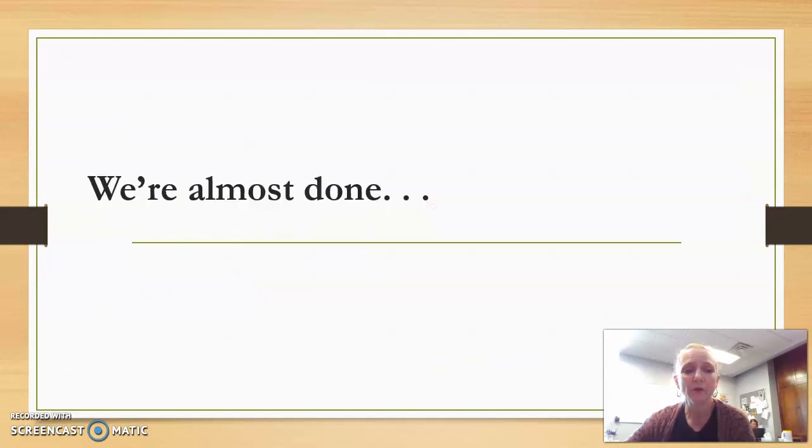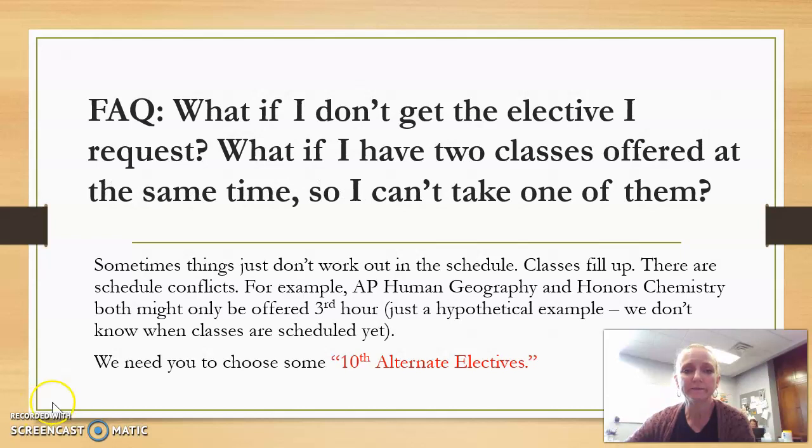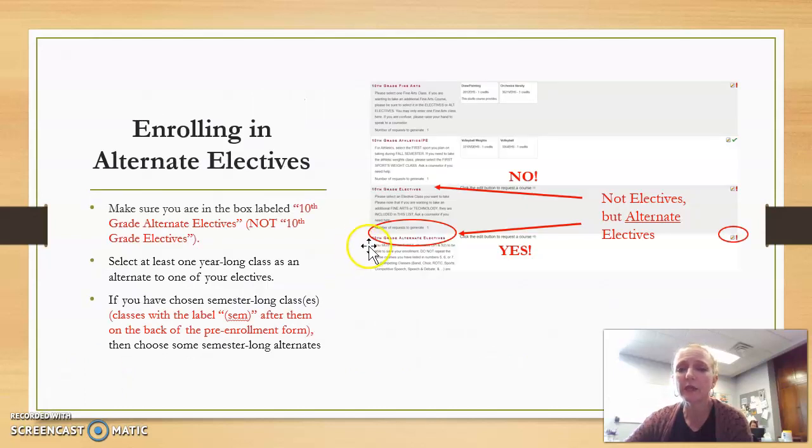Okay, we are almost done. One thing that can happen is you may not get an elective that you request. Perhaps the class gets too full and there isn't room for any more, or you might have 2 classes that are offered at the same time, so you're going to have to pick between one or the other. So we're going to need to have you choose some 10th grade alternate electives. So in the next section, make sure that you are on the section that says alternate electives, not electives, but alternate electives.